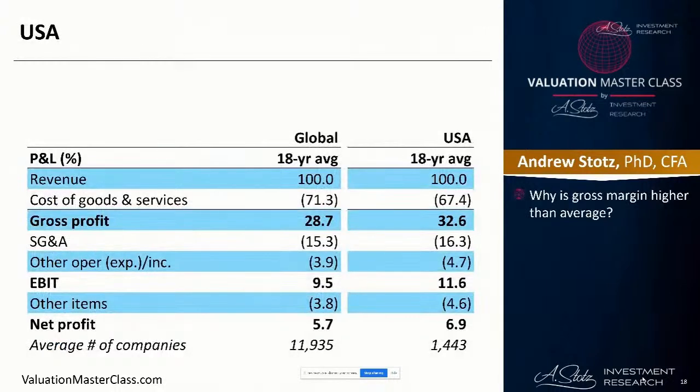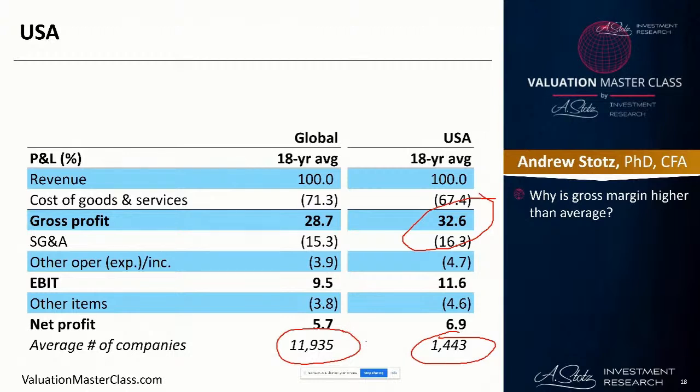Well, first, let's look at the USA. And here, I want to ask a question. I'm going to use my ink to draw on this, so just give me a second. What you can see on this is that the gross profit margin is 32.6. Also remember that I have 1,443 companies in this USA data set. And that compares to almost 12,000 companies across the whole world in my data set.